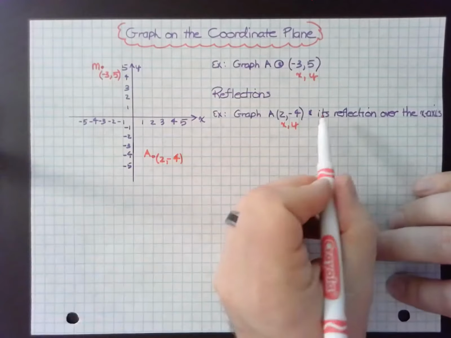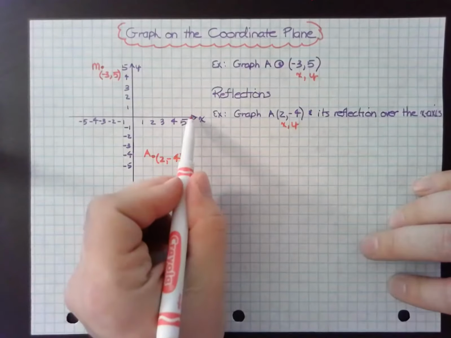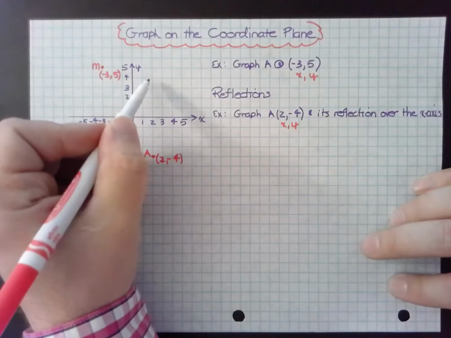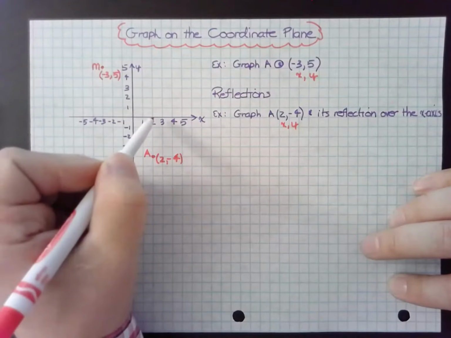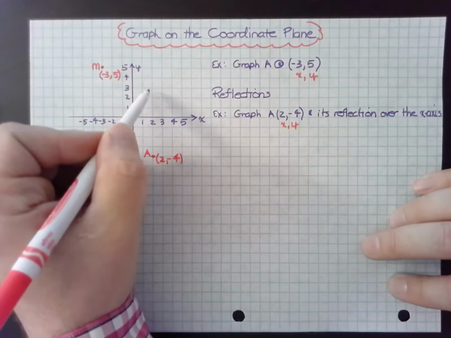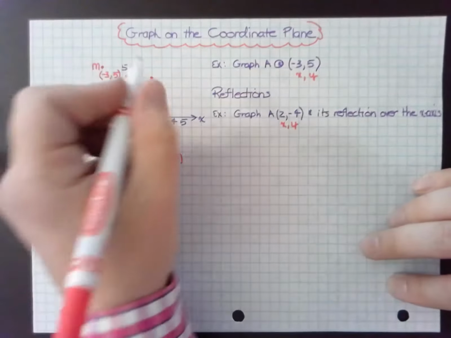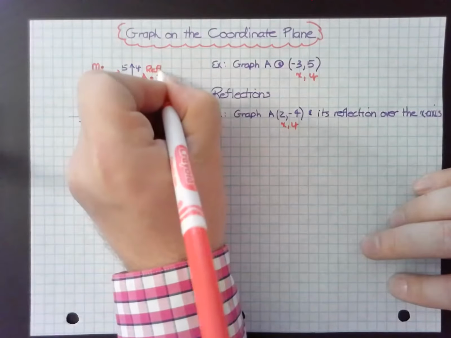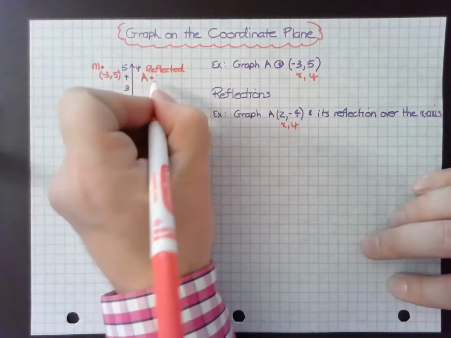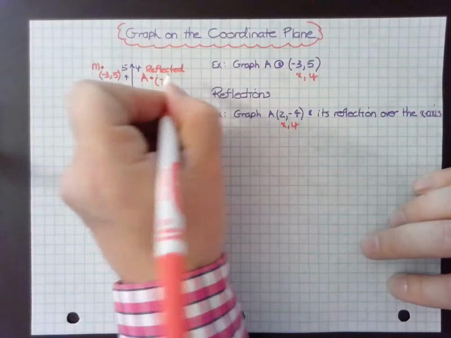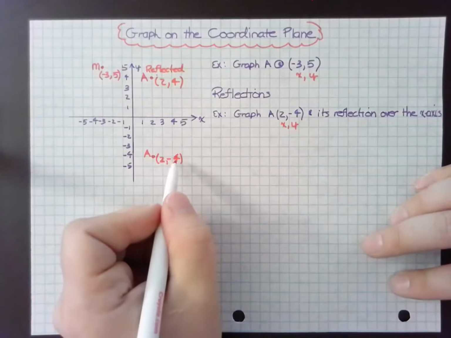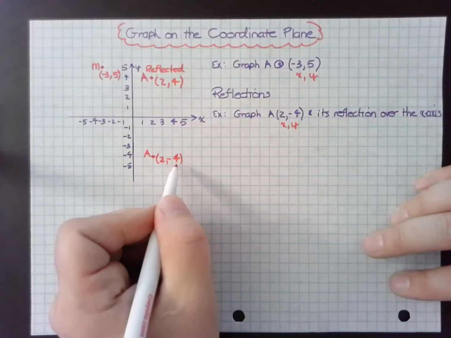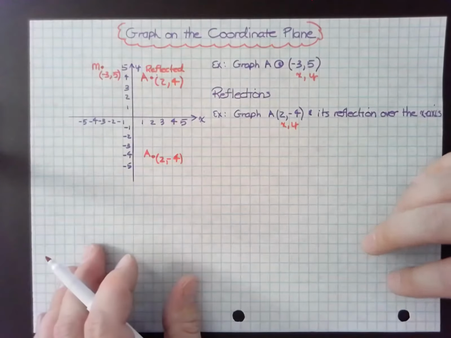Well, if I have to reflect this over the x-axis, that's this line right here, and so I have to jump above that line, and if it's 4 units down, I'm going to have to go 4 units up. 1, 2, 3, 4. And so this is my new point, and that would be 2, +4. And so notice that I reflected over the x-axis, and my y value went from negative to positive.